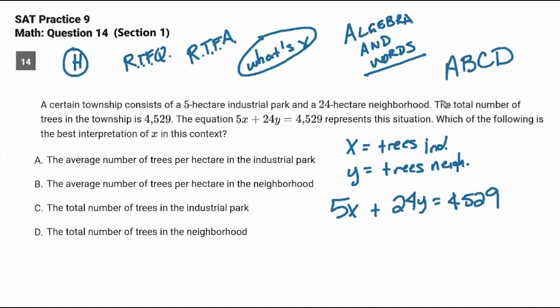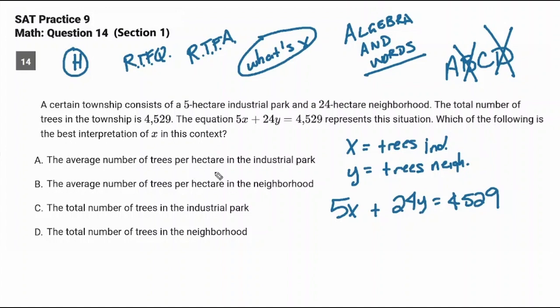Let's just first cross off answer choices. You know there's going to be answer choices that say trees in the neighborhood. A, trees in the industrial park. Fine. B, trees in the neighborhood. All right, that's obviously gone. C, trees in the industrial park. D, trees in the neighborhood. D's also gone. Okay, what's the difference between A and C?